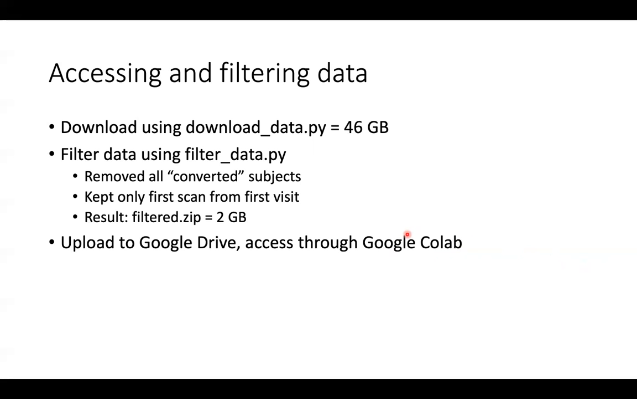And so to filter the data, I did the following things. I removed all the converted subjects because it was unclear at which point they went from dementia-free to having dementia. And then for each subject, I just kept the first scan from their first visit, which just further cut down on the file size.